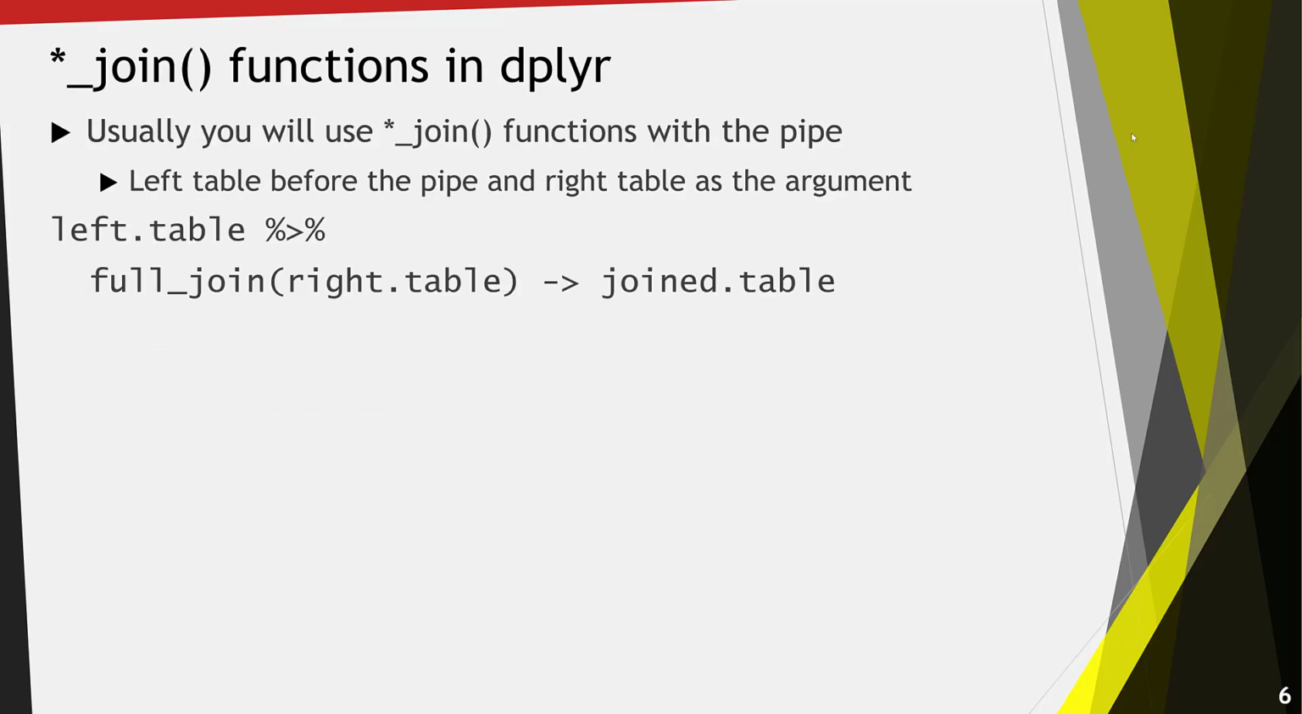You're generally going to use these join functions with the pipe. Remember what happens with the pipe. It replaces the first argument with whatever is on the left-hand side of the pipe. So in this example here, I have a variable left.table. I'm going to pipe that to full_join, providing right.table as the argument. This will join left and right table, using left as the left table and right as the right table.